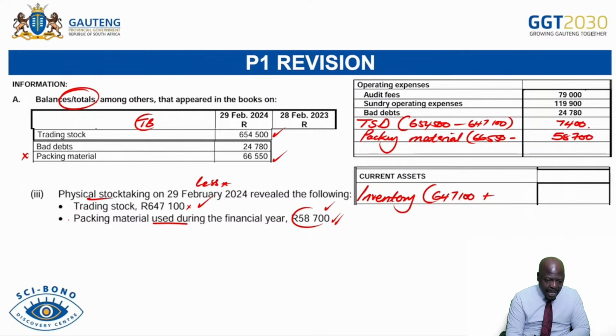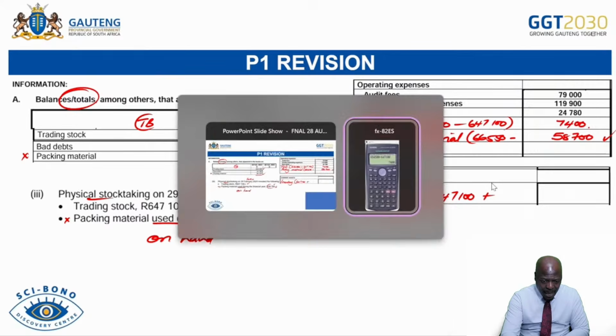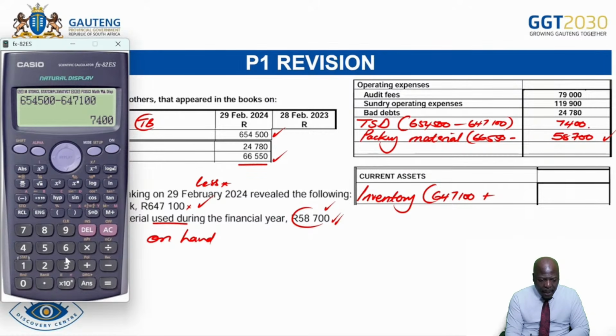So you can see that the examiner here has changed, because at times they give you packing materials on hand. So here I was given the packing materials in the list of balances, and I'm also given the packing materials used. I know my used comes here. So I must now get the packing materials on hand. How much was left? To get that one now, we say our packing materials in the list of balances, that's 66,550. And then we subtract our 58,700. And then we end up with 7,000.